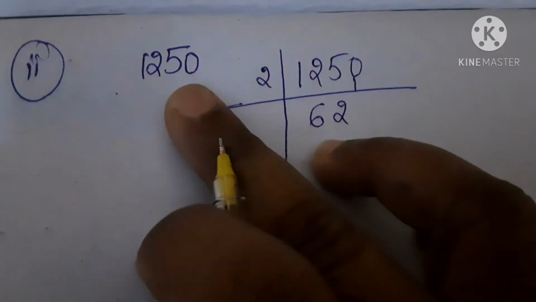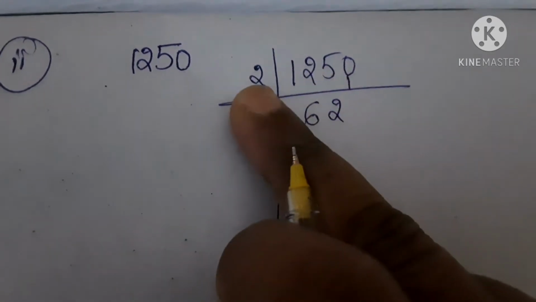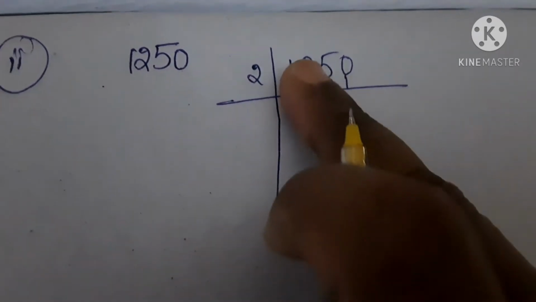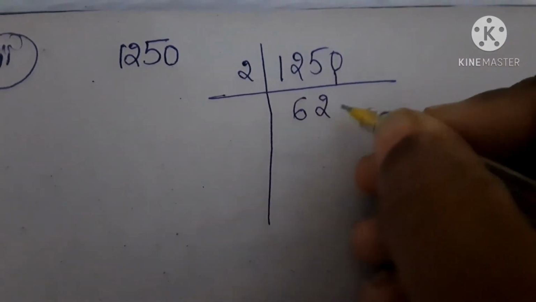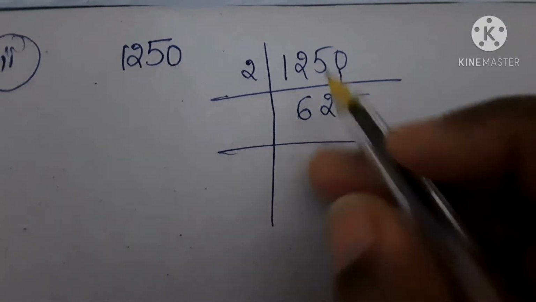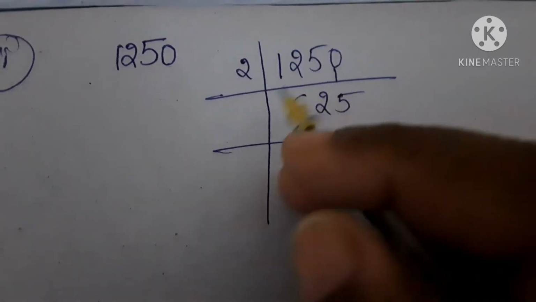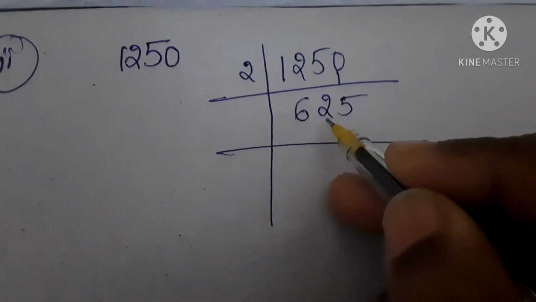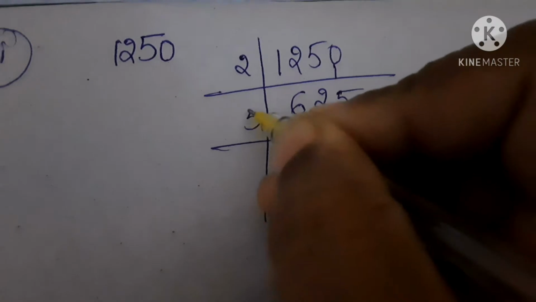Now the second one, 1250. The first prime number is 2. 2 6s are 12, 2 2s are 4, 2 5s are 10. So 625 divided by 2 is not possible. The next prime number is 3. 625 divided by 3 is also not possible. So the next prime number is 5.